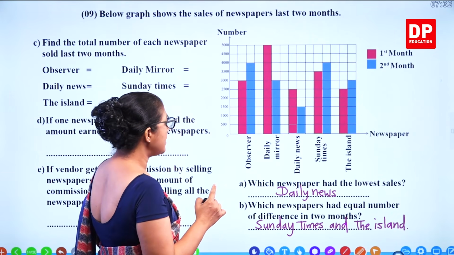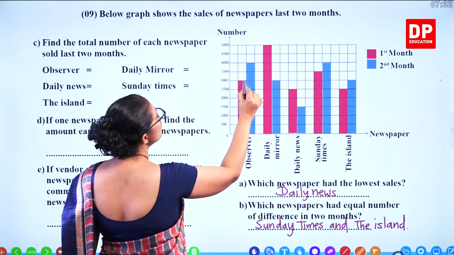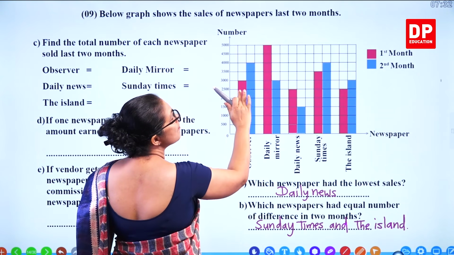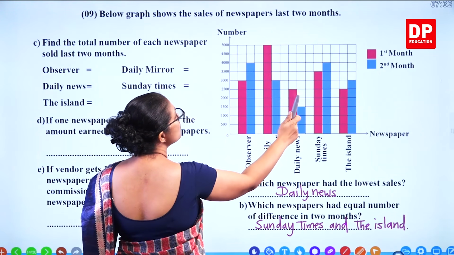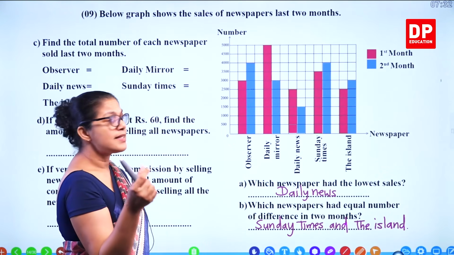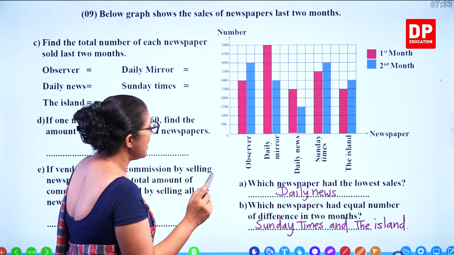Or you can write these two also. Here look at the gap, 2 squares. In this one the first month was high, and here the second month was high. But the difference is the same. You can write that also. Observer and Daily News.